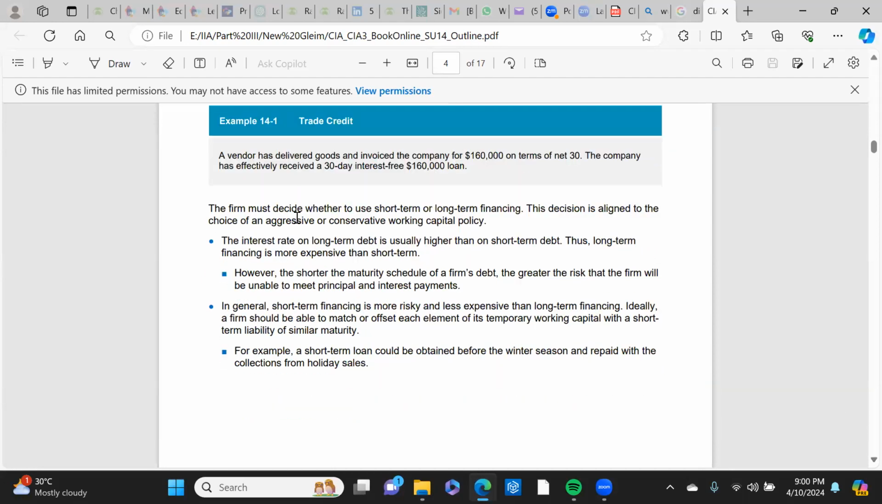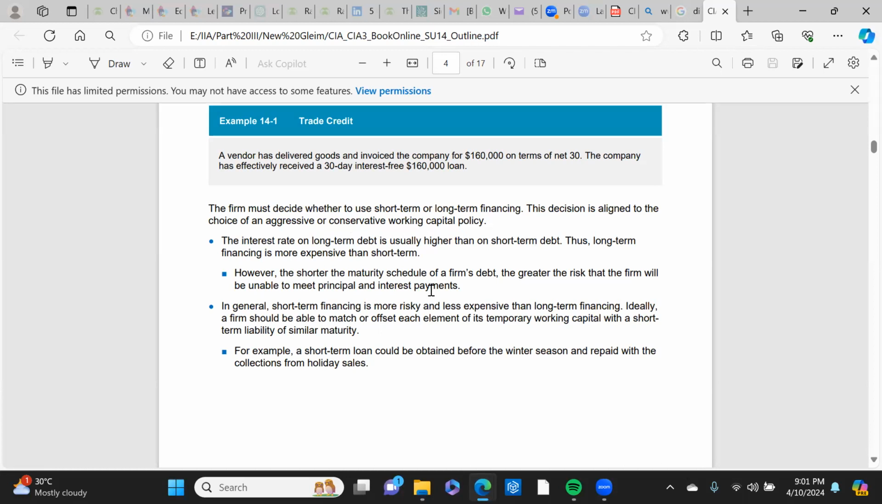And then it says that a firm must decide whether to use short-term or long-term financing. The company will have to decide whether to use short-term or long-term financing. The decision is aligned to the choice of the aggressive or conservative working capital policy. Obviously, this is what we have been discussing. The interest rate on long-term debt is usually higher than on short-term debt. That's what I told you. Long-term debt is typically more expensive than short-term debt.